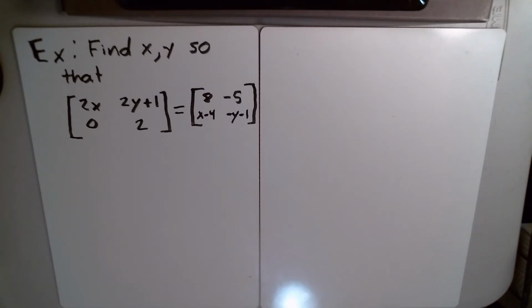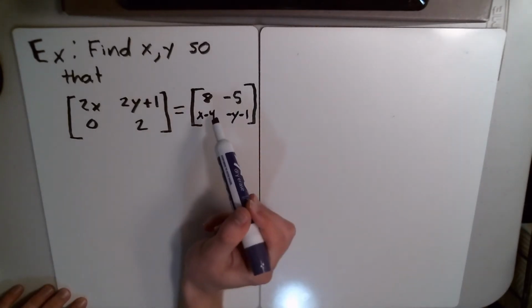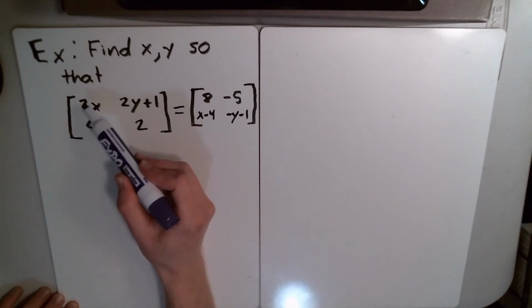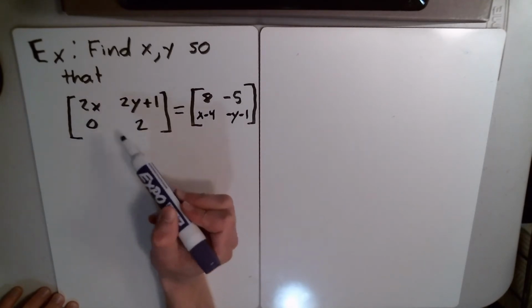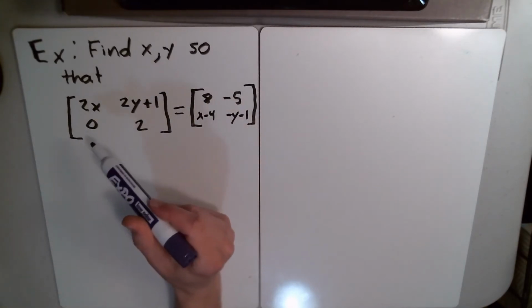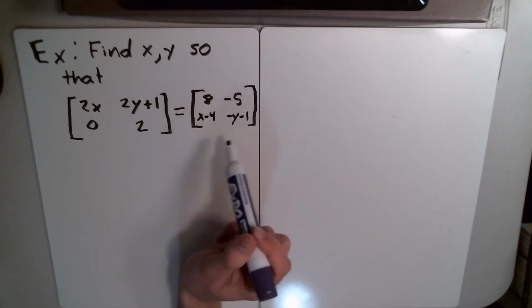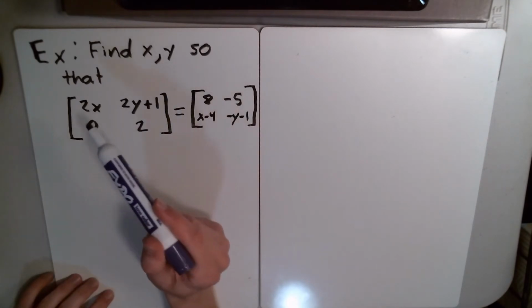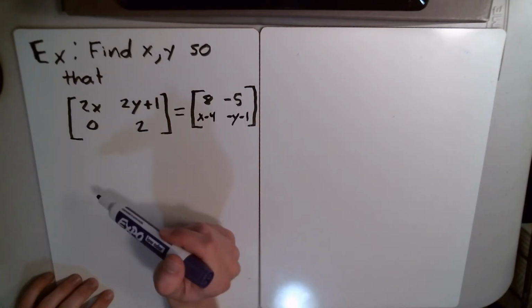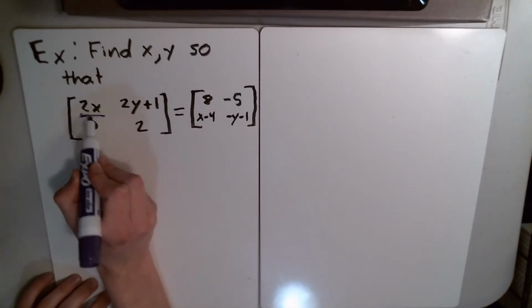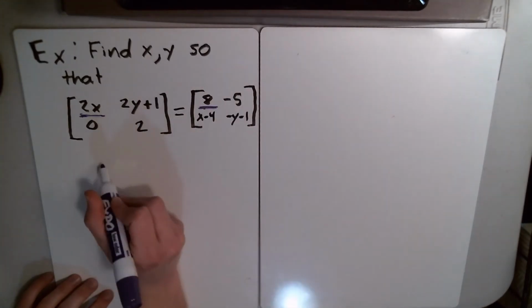Okay? Well, in order for these matrices to be equal, I mean they can be equal because they are the same size, they have the same dimensions. It's two columns and two rows, two columns and two rows. So these are both 2 by 2 matrices. So their dimensions are the same. But in order to get them to be equal as well, we need the corresponding entries to be equal. So we need this guy, the 2x, we need it to be equal to 8.